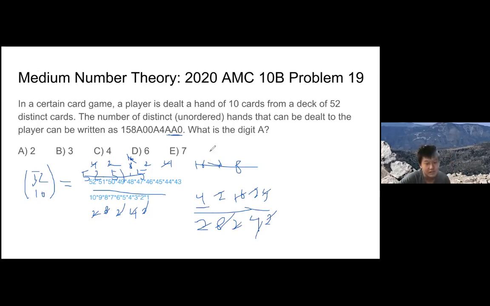That's what I meant. So if it's divisible by 4, the last 2 digits are divisible by 4. A0 is divisible by 4. So that eliminates 3 and 7. It's not divisible by 8. That means that the last 3 digits are not divisible by 8. Well, 440 is 8 times 55. So it's not 4. Now, how do we discern between 2 and 6?